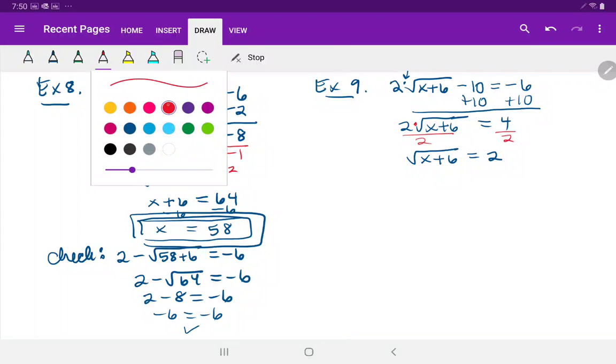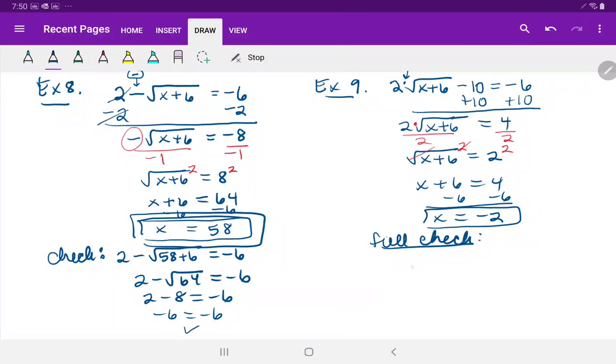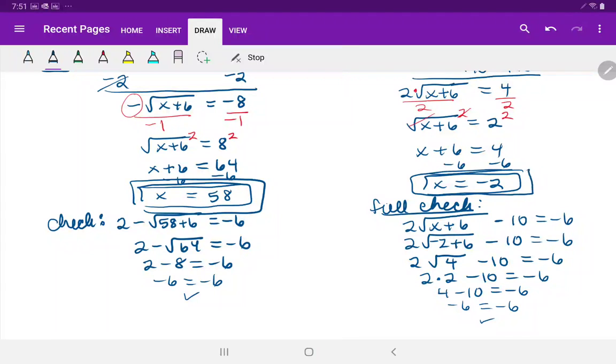And then for this one, how do I get rid of a square root? I square both sides. So I get x plus 6 equals 4, minus 6 minus 6, x equals negative 2. Let's do a check, full check, because it was an even radical. Two radical negative 2 plus 6, minus 10 equals negative 6. So you substitute it into the original. And you work it out. Most of the time, the answer is yes, but definitely sometimes the answer is going to be no. So this also works, especially when there's two answers.